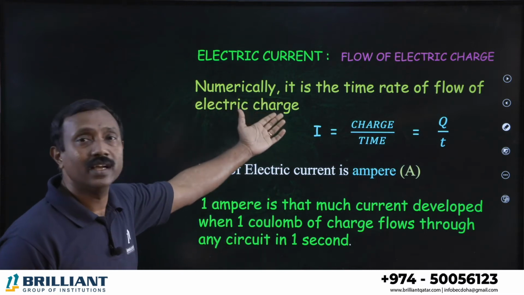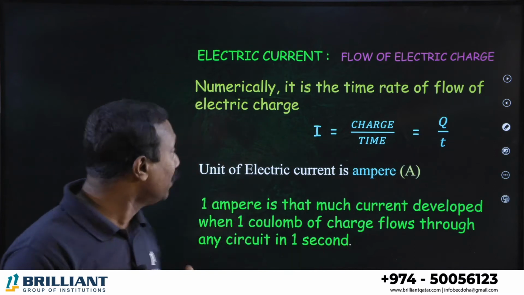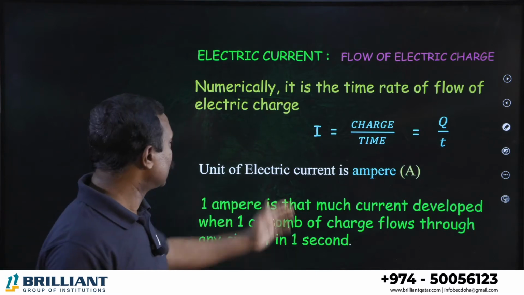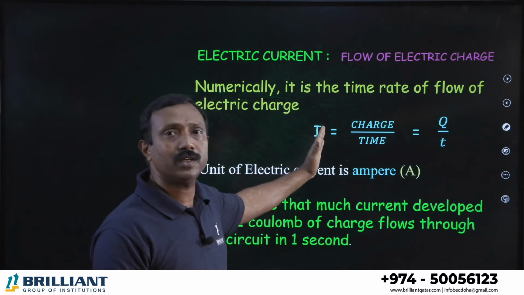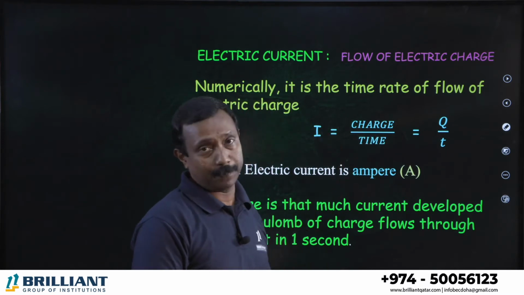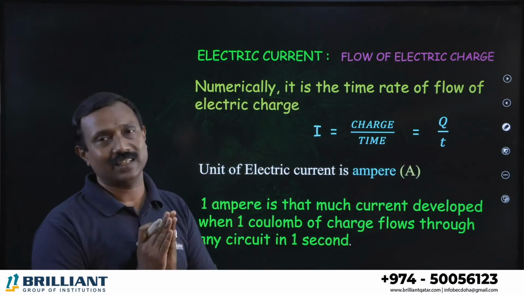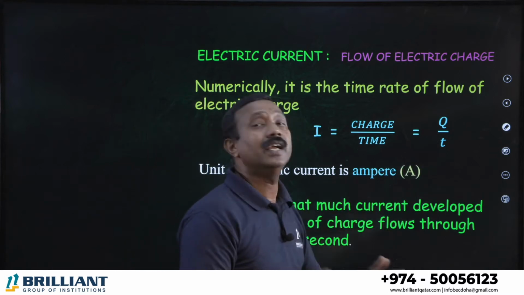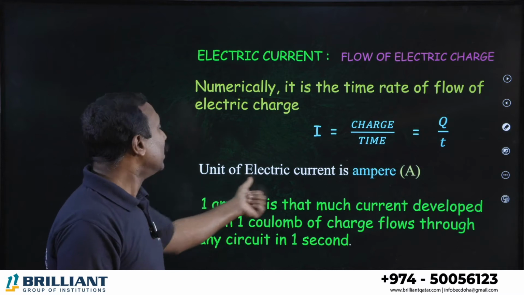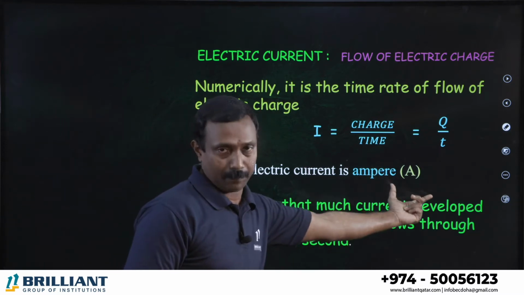So, what is electric current? Electric current simply is a flow of electric charges, and numerically it is the time rate of flow of electric charge. We can represent the intensity of electric current by I. So we can write I is equal to charge over time, or Q over T, where Q is the total charge and T is the time for which the current is maintained through the circuit. The unit of electric current is ampere and the symbol is capital A.